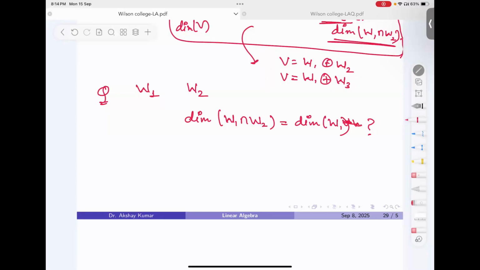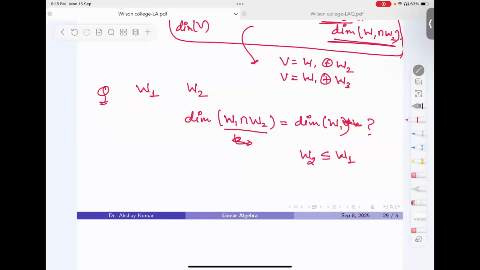Maybe the reverse one. So it will happen. So now suppose W2 is contained in W1. So suppose W2 is a subset of W1, right? So what is this intersection? Intersection always forms a subspace, right? So it is a subspace.